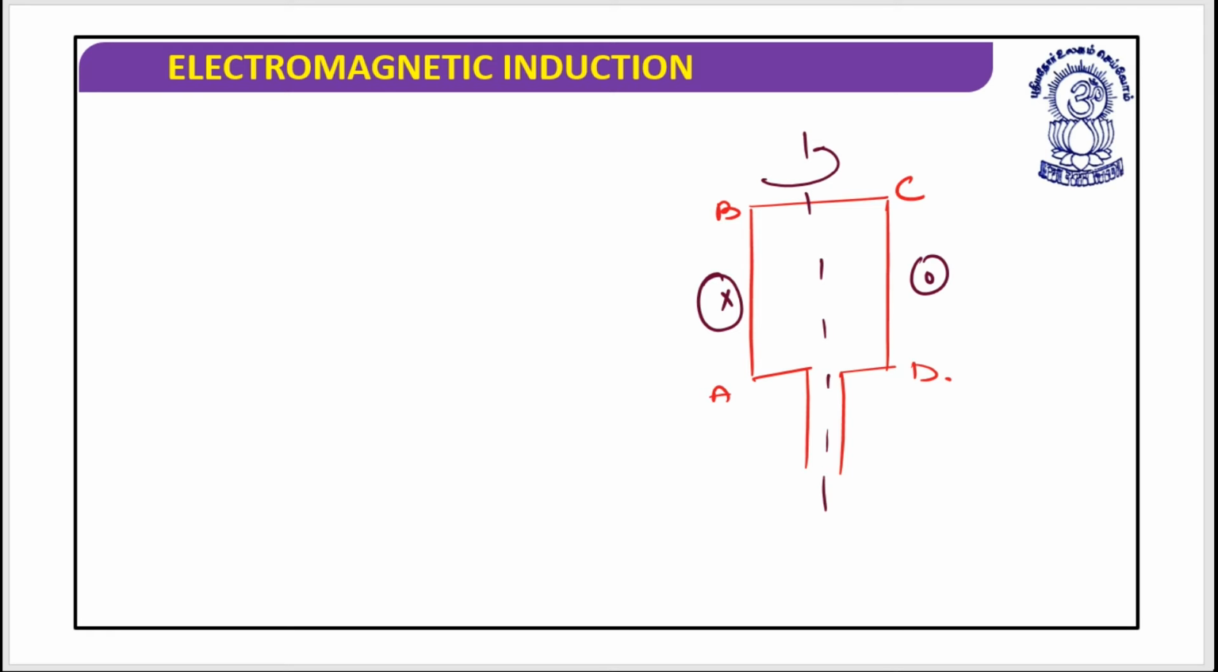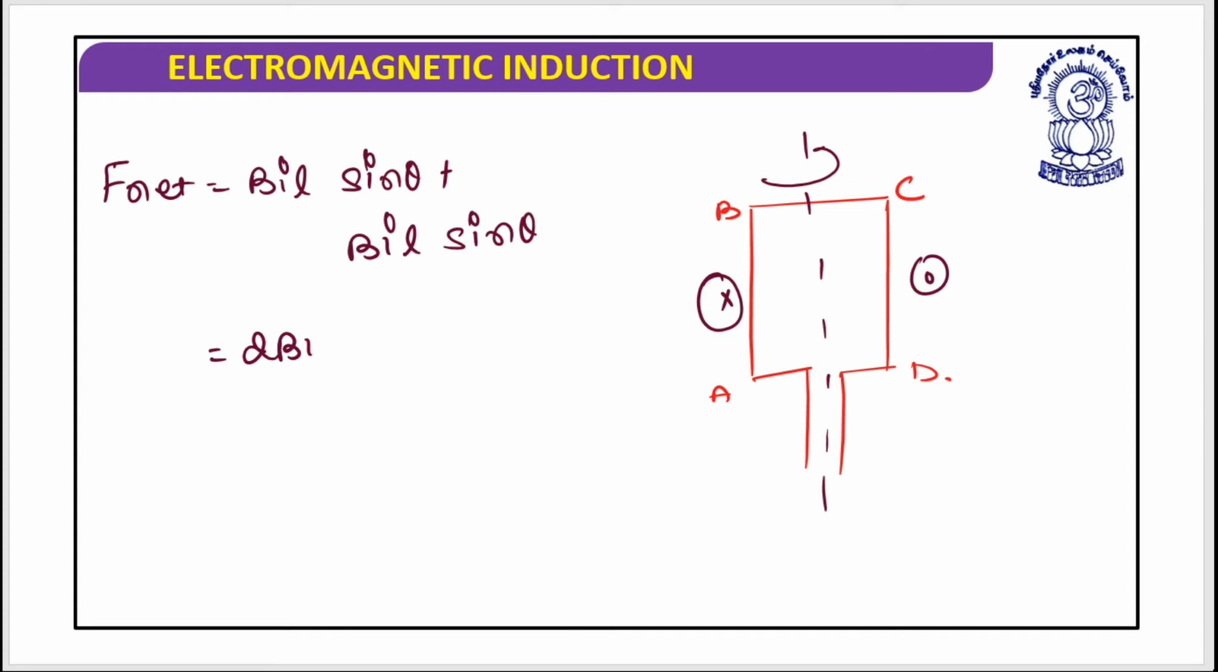start rotating, and once it starts rotating, what I understood is that this F net would be equal to BIL sine theta plus BIL sine theta. Yes, this is 2BIL sine theta, or I should say a torque would be available, and that torque would be equal to M cross B. It's what we call MB sine theta, which was the requirement.